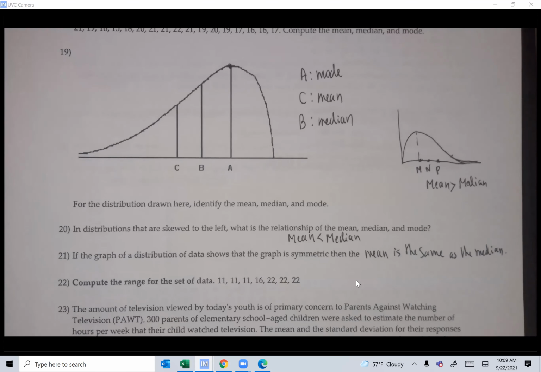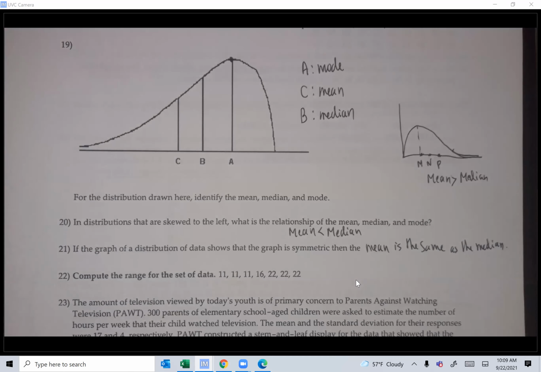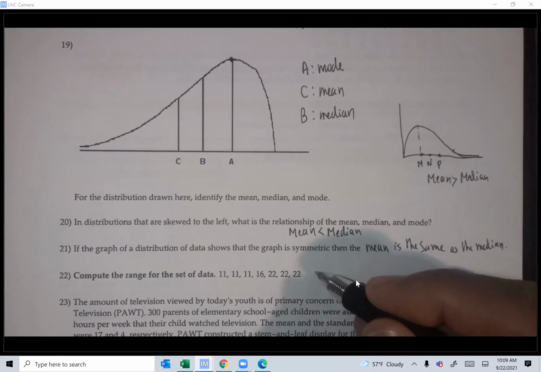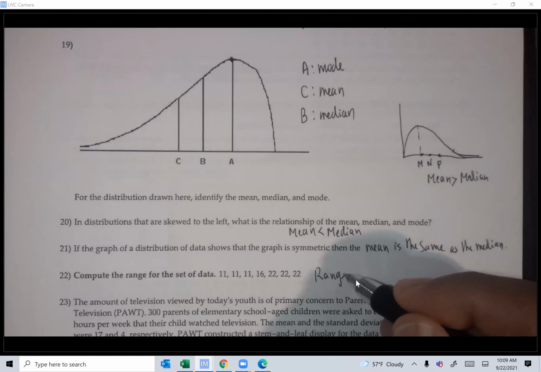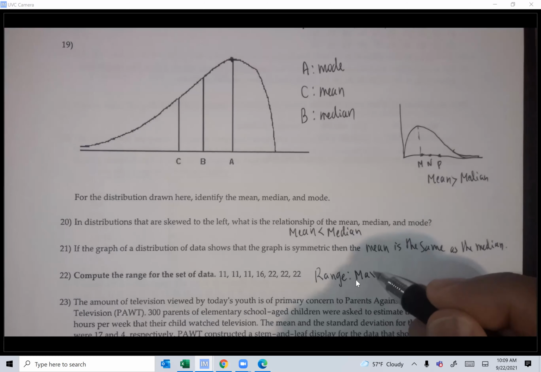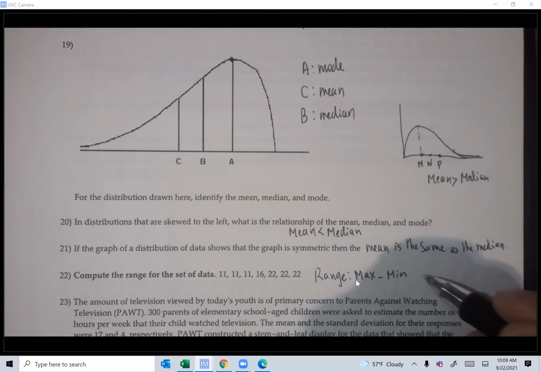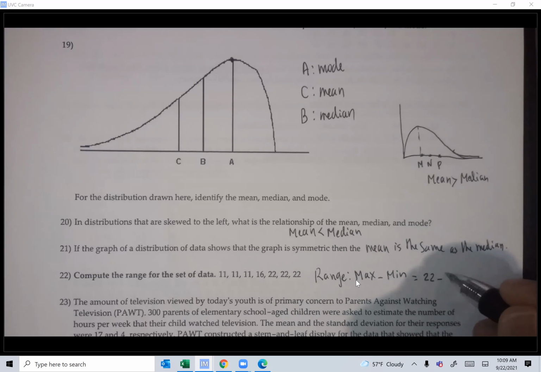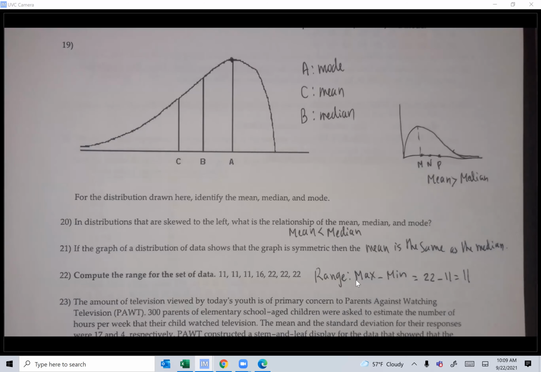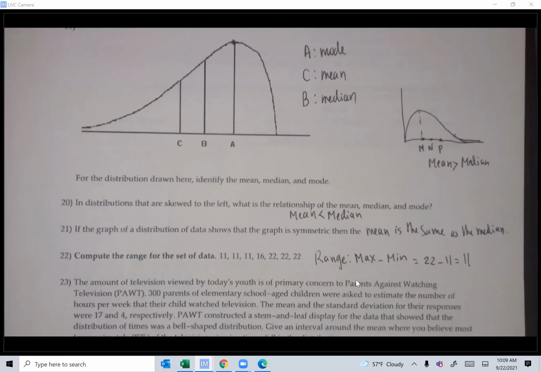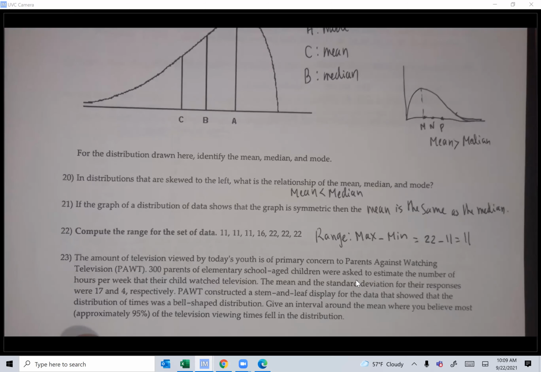Okay. 21. Compute the range of this data set. The range is the difference between the lowest and the largest value, guys. Max minus minimum. Okay, so that will be 22 minus 11, which is 11. That's the range. Okay. 23.